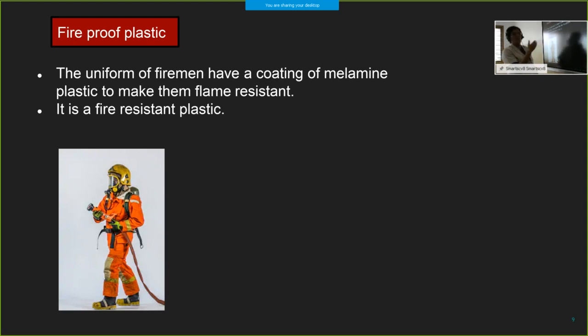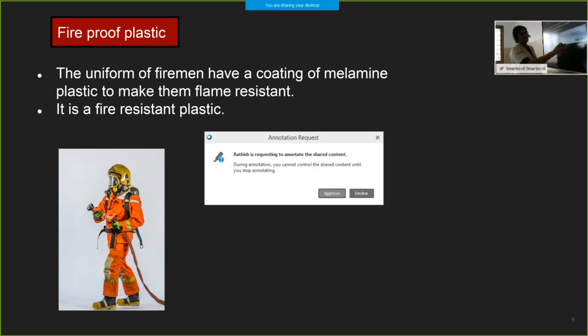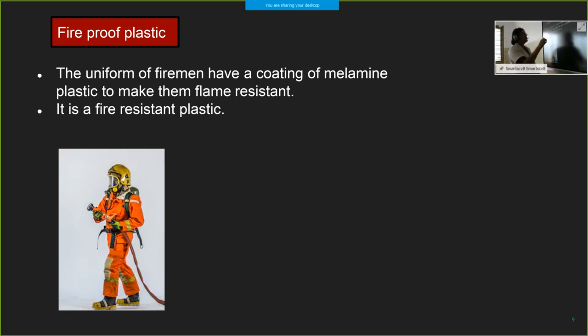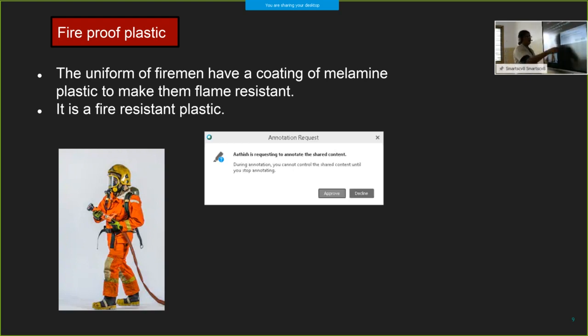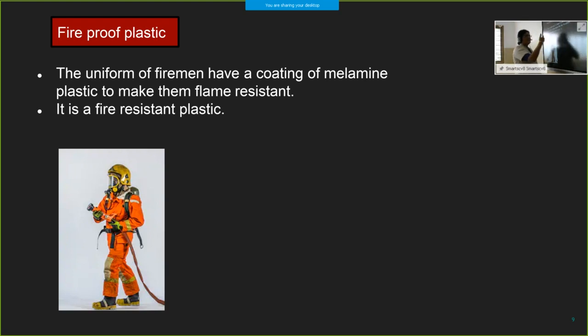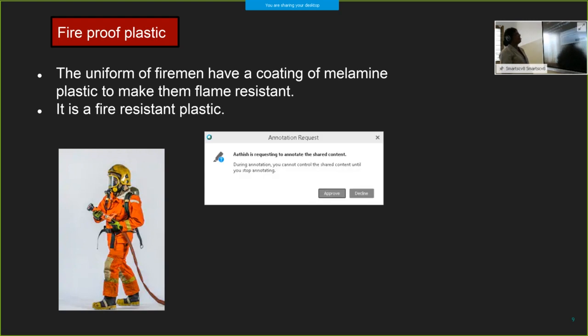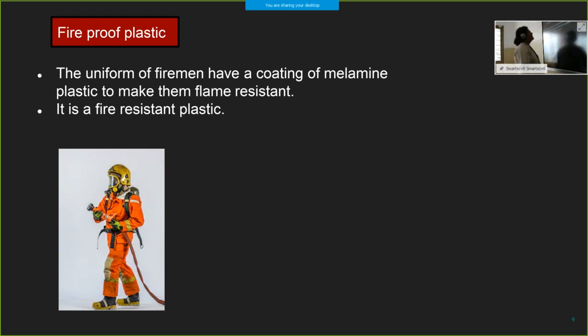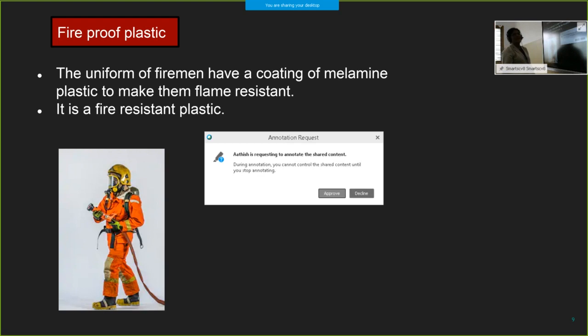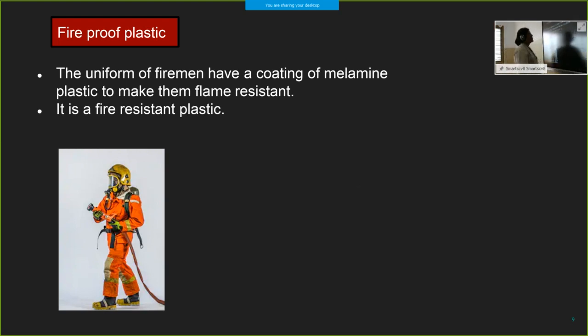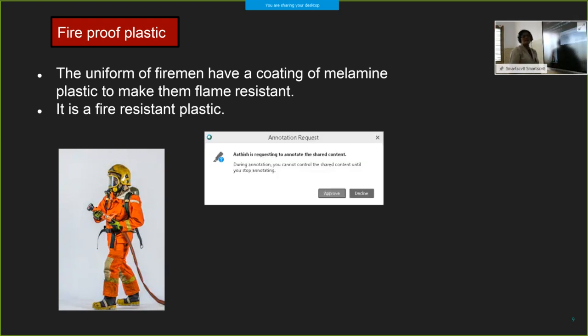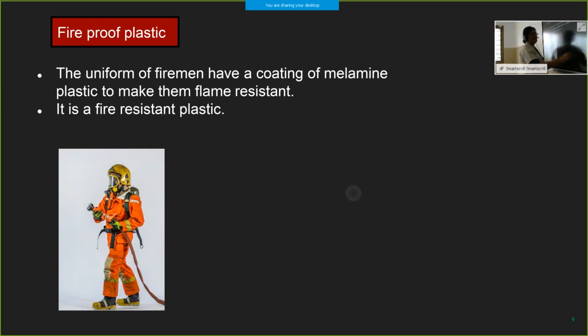Now another one, melamine. I already told you melamine is an example of thermosetting plastic, is it not? So it is used to make fireproof plastic. So the uniform of firemen, look at this picture. In the fireman uniform, there is actually a coating of melamine plastic on it to make them flame resistant. And it is a fire resistant plastic.